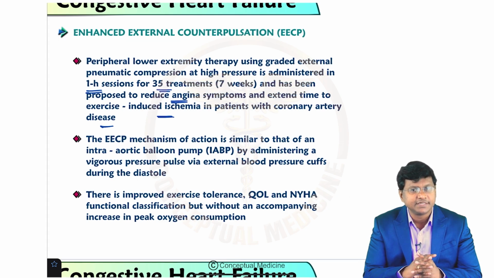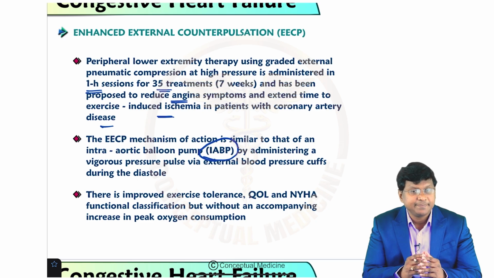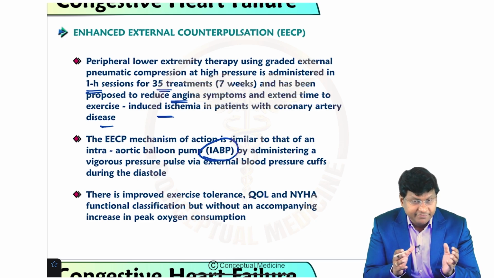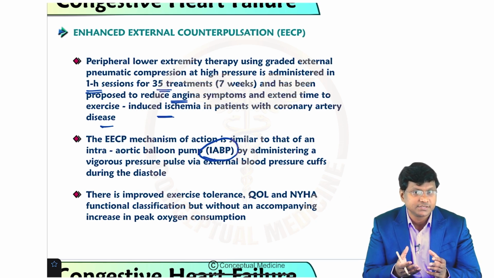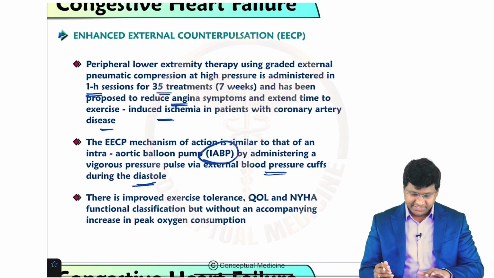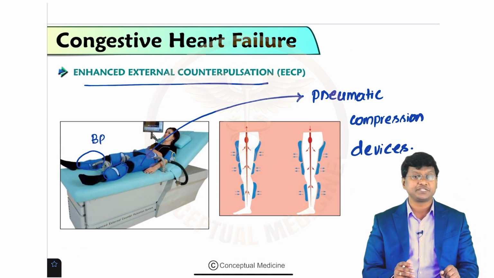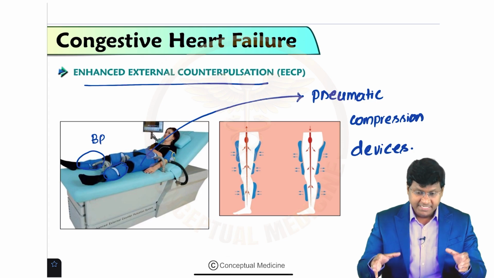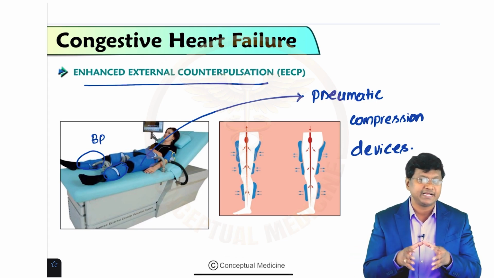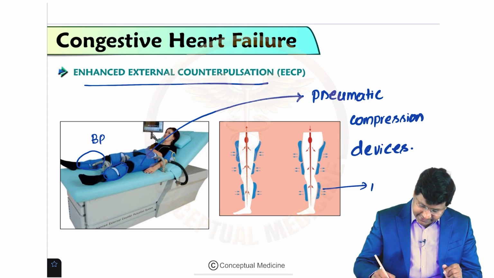See, the mechanism is similar to that of the intra-aortic balloon pump. What does that EECP do? EECP is administered where the vigorous pressure is administered over the vessels by the blood pressure cuffs during diastole. So if you see this, these are all the blood pressure cuffs. What do these blood pressure cuffs do? They will apply the pneumatic compression to the vessels mainly during the diastole.